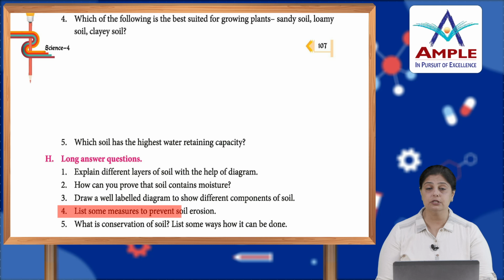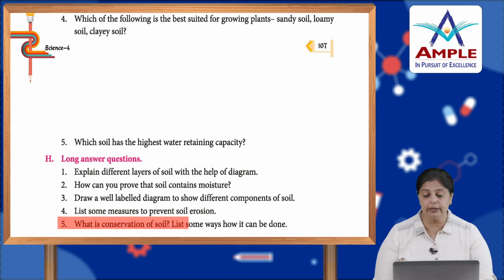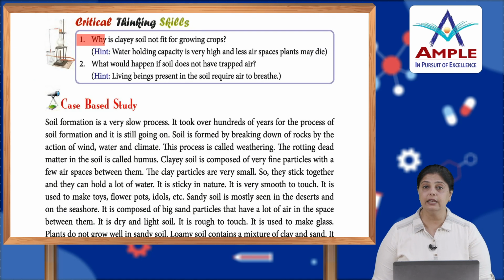List some measures to prevent soil erosion. How can you stop soil erosion from happening? The preventive measures. What is conservation of soil? And list some ways how it can be done. Again, you can use some methods from the soil erosion also, and then add some more points over here on how to conserve the soil. Now, critical thinking skills. Why is clayey soil not fit for growing crops?